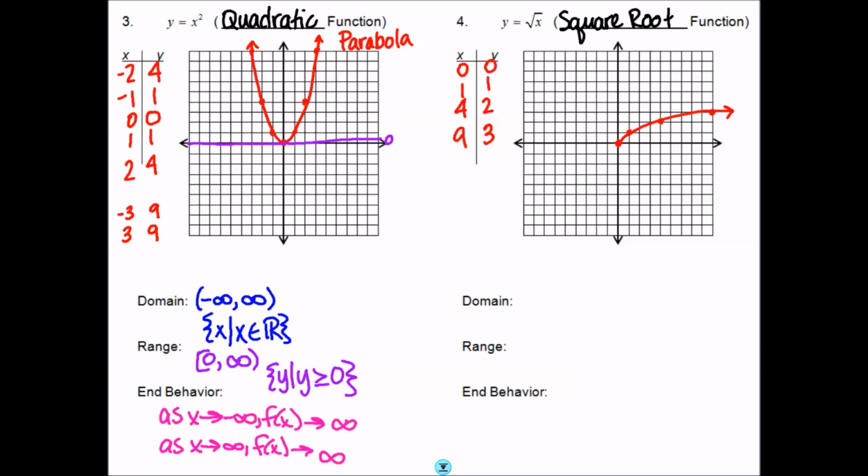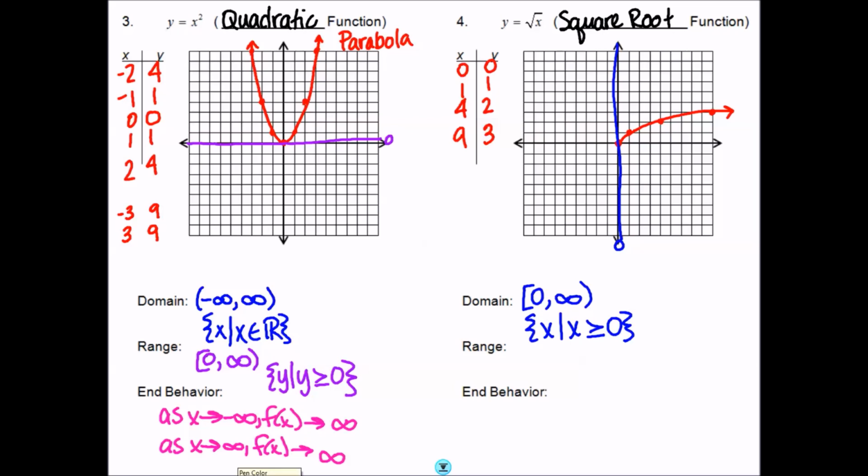So if we look at the domain of this function, the farthest to the left that this graph goes is 0. The farthest to the right that it goes will be infinity. Or in set notation, x such that x is greater than or equal to 0.